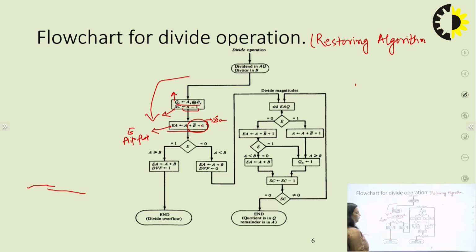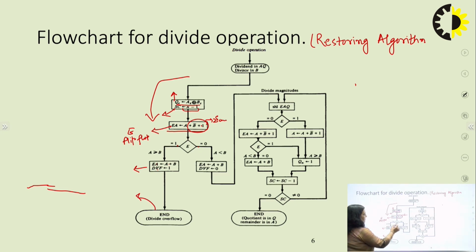We will check the value of E. If it is 1, it means A is greater than B. EA will get A plus B, and the DVF, divide overflow, is set to 1. It means there is a divide overflow. We can't perform this division operation, so here the algorithm will end prematurely.